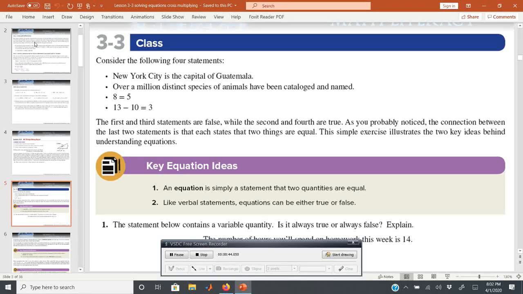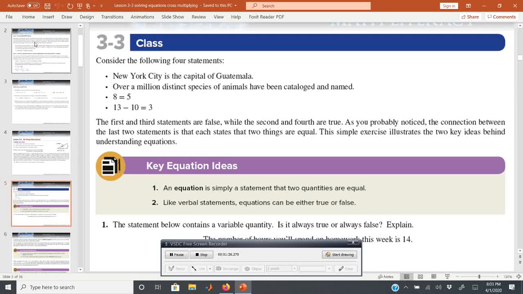So we go on to our classwork. First of all, in the classwork, they have an introduction. Consider the following four statements. We know that New York City is not the capital of Guatemala. Over 1 million distinct species of animals have been cataloged and named. That's kind of an obscure thing, but it's actually true, which I'll discuss later.